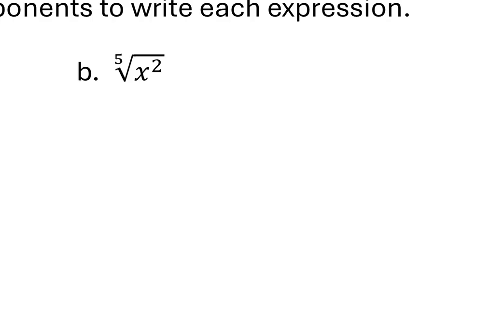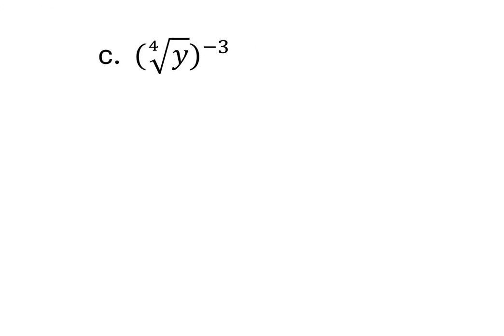We have the fifth root of x squared. All right, so my base is x. The index is going to become the denominator of my exponent. And the other exponent, the one that looks like a regular exponent, is going to become the numerator. And so what this is equal to is x raised to the 2/5. All right, our last example.